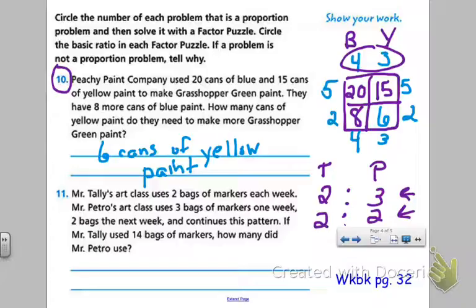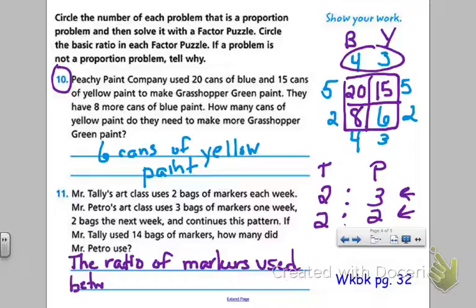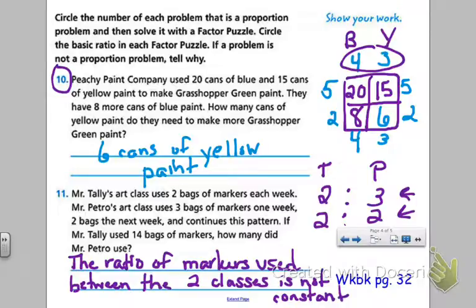And I'm going to explain that the ratio of markers used between the two classes is not constant. So remember, I have to have ratios that are constant. I would have to have a ratio of 2 to 3 every week. It doesn't matter what week. I would always assume that Mr. Talley's class is going to use 2 bags and Mr. Petro's class would always use 3, but that's not the case here.